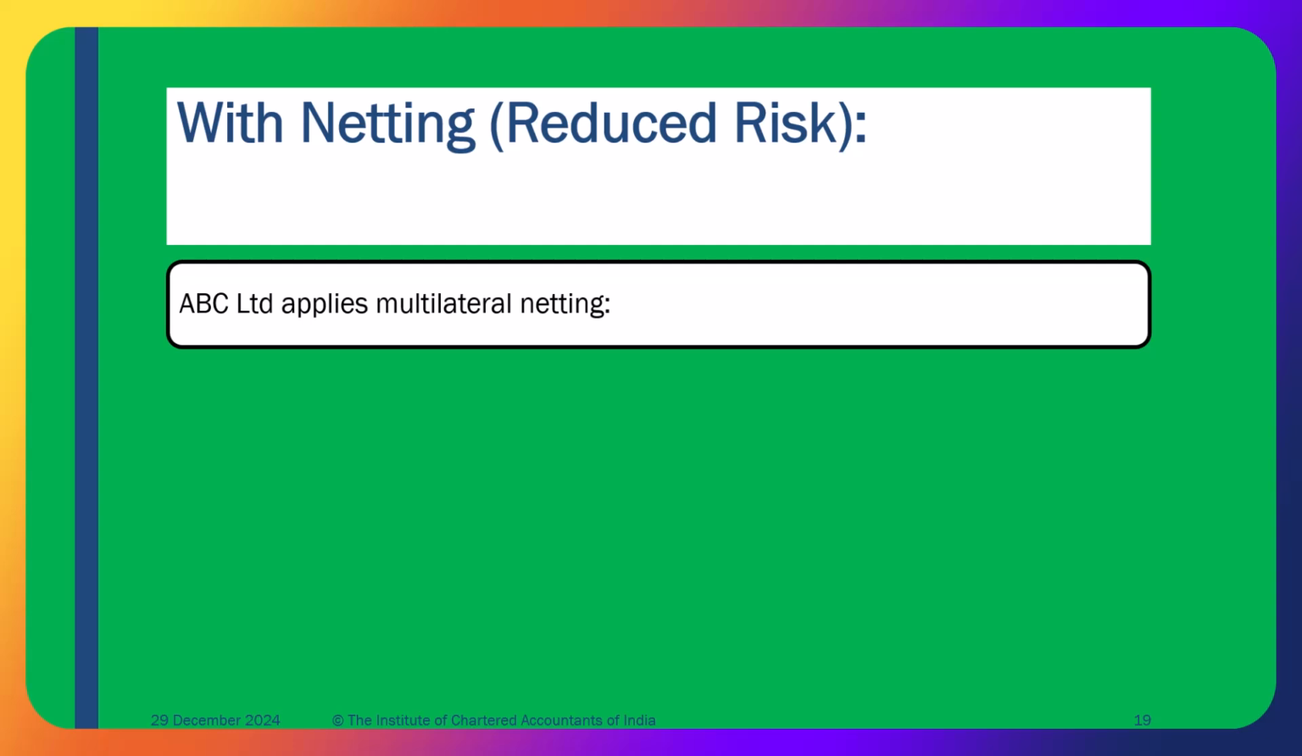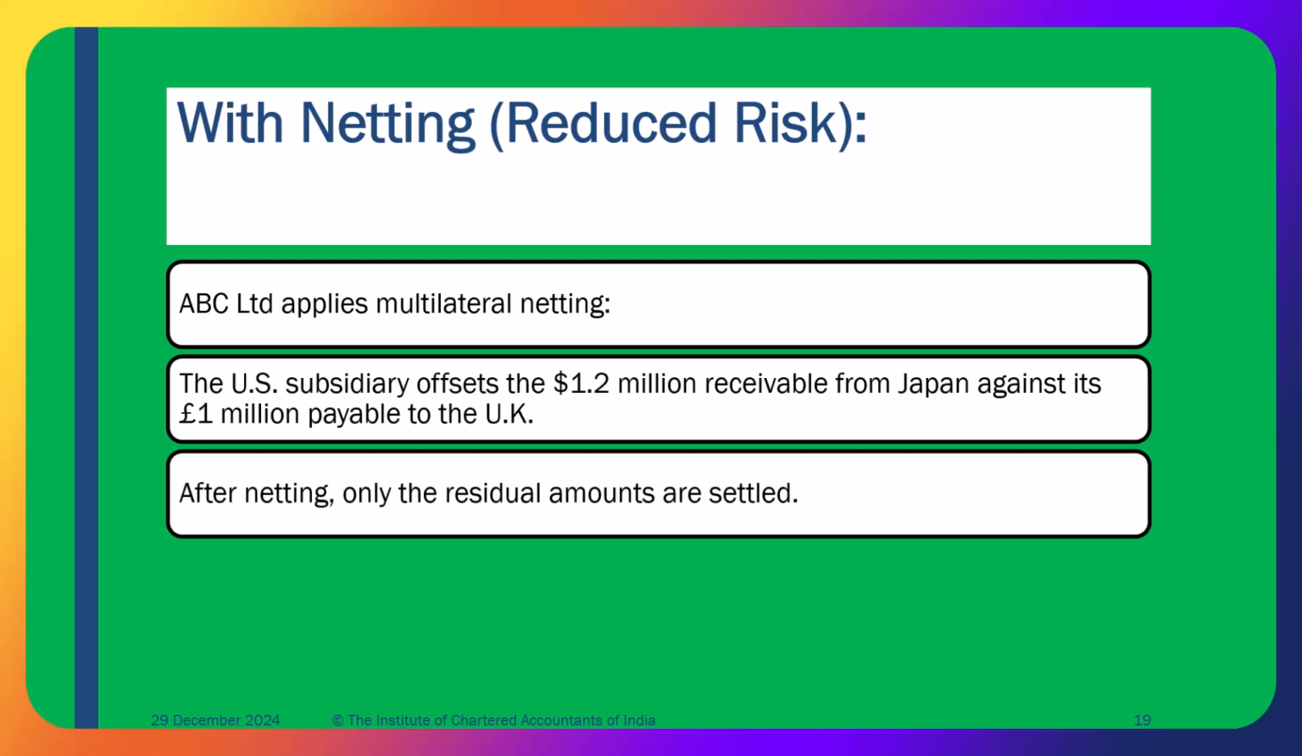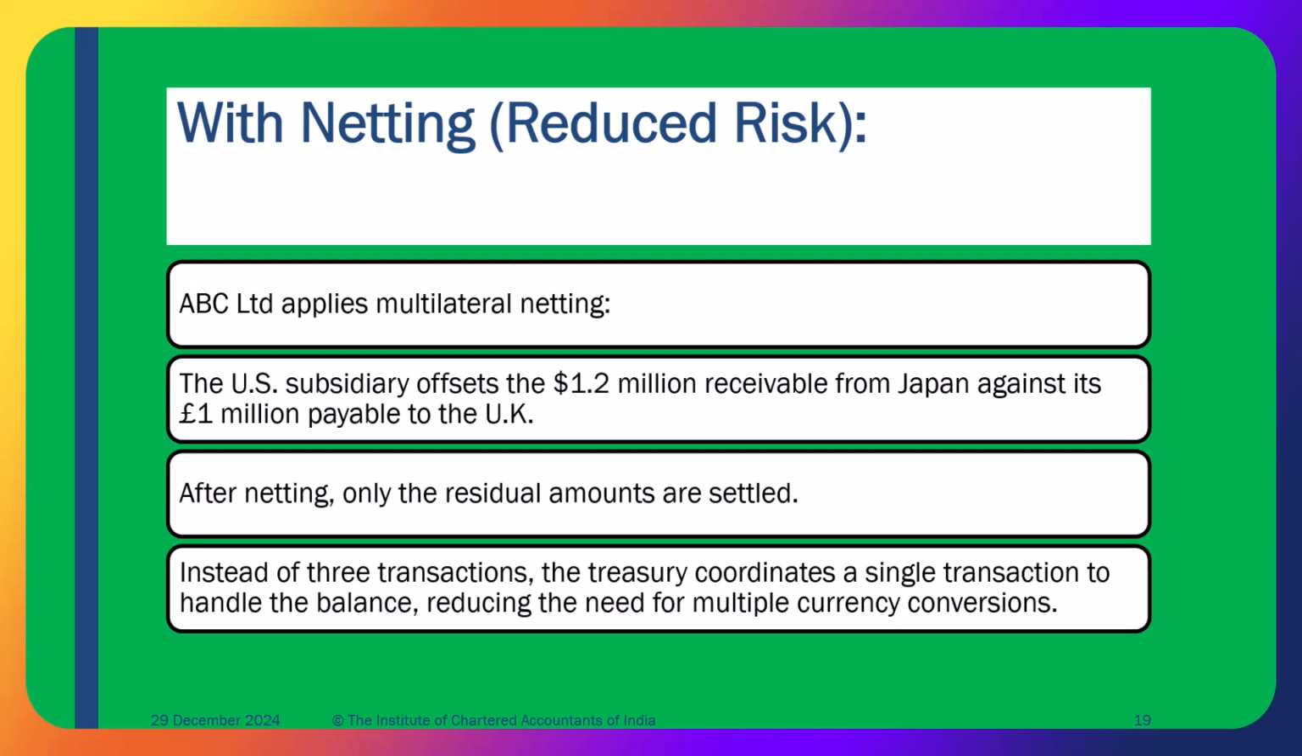Just have ABC applies multinational netting. US subsidiary offsets 1.2 million receivable from Japan against its 1 million payable to UK. So this will be done by the central clearing house. So US subsidiary जो है वो offsets 1.2 million receivable from Japan against its 1 million to UK. Okay. After netting, only the residual amounts are to be settled. Instead of 3 transactions, the treasury coordinates in a single transaction to handle the balance, reducing the need for multiple currency conversions. Okay. Now again to revisit.